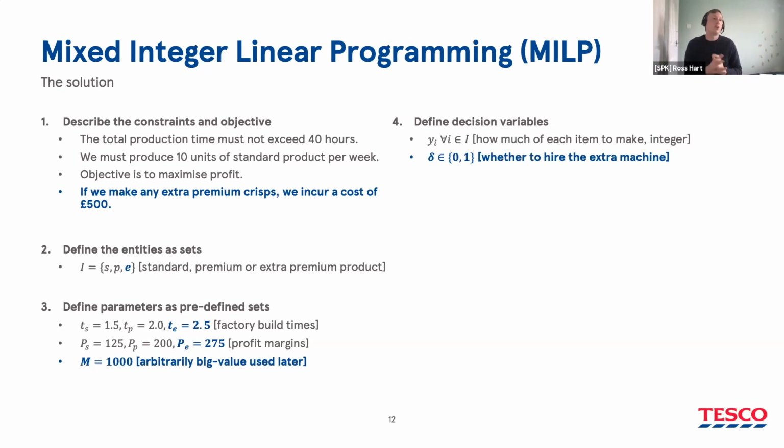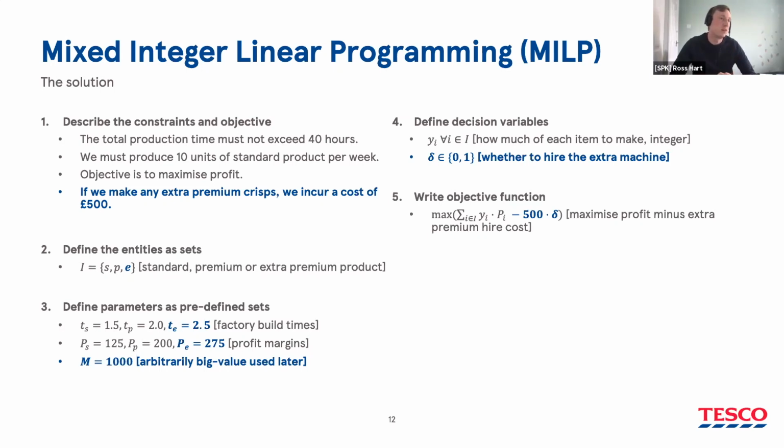So how do we use this delta value? Well, firstly, let's think about the objective function. We've got, again, this very similar objective function with the profits, but this time we add something in which is minus 500 times delta. So just to go through exactly why it looks like this, if delta is 0, that means we haven't hired this machine. So 500 times delta in this case is 0. If delta is 1, we have hired the machine. So that means we're imposing a £500 penalty to the objective function only if we hire that machine.